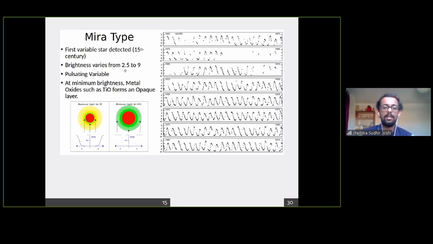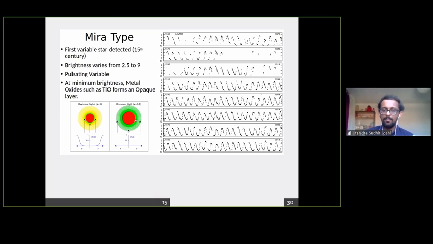So this means the star changes brightness by twice the magnitude. No, it actually changes by a bigger factor. And as I explained earlier, there are a lot of processes. It's a pulsating variable. Because of all this energy transport that is happening, because of mixing, and because of these nuclear reactions, this Mira type variable forms a metal oxide layer around it. This is an opaque layer, so that's why the brightness decreases.